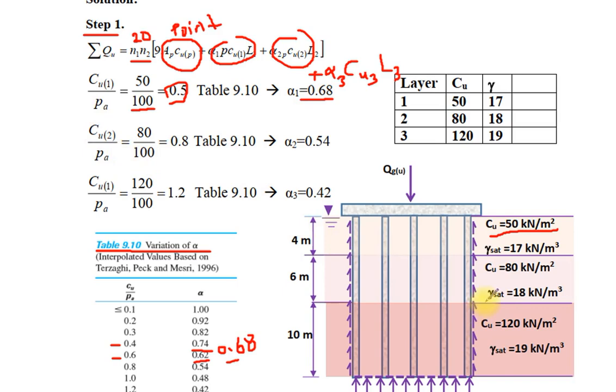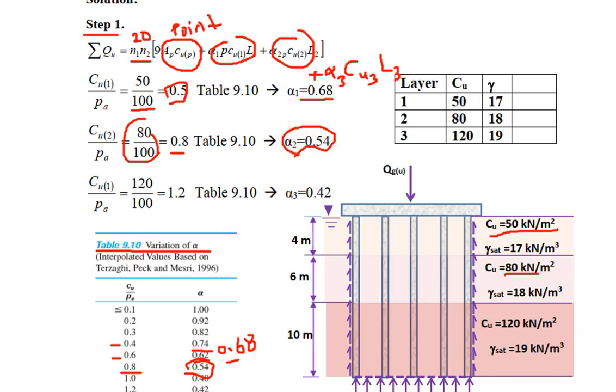For the second layer, also the undrained cohesion equal to 80 divided by the atmospheric pressure equal to 0.8. According to table 9.10, 0.8 gives us alpha equal to 0.54. This is alpha 2 equal to 0.54.